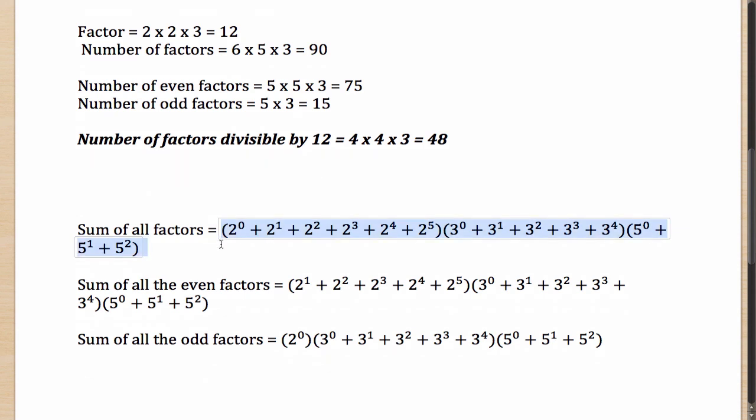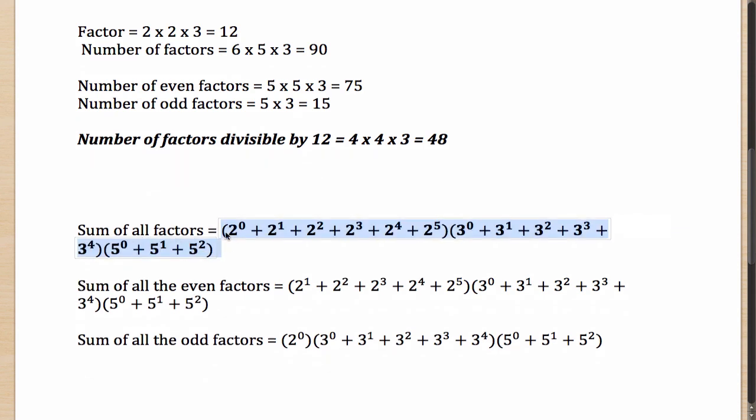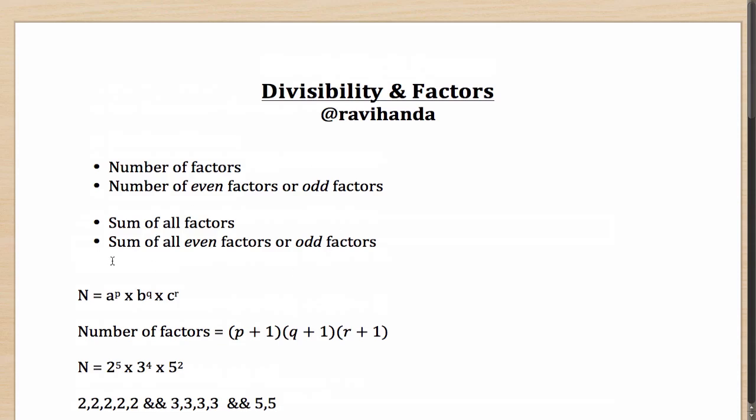For the sum of all the factors, all you need to do is consider increasing powers of the prime factors till the highest power possible: 2 to the power 0 till 2 to the power 5, 3 to the power 0 till 3 to the power 4, 5 to the power 0 till 5 square. And with the help of this, you can solve all questions which are based on divisibility and factors.